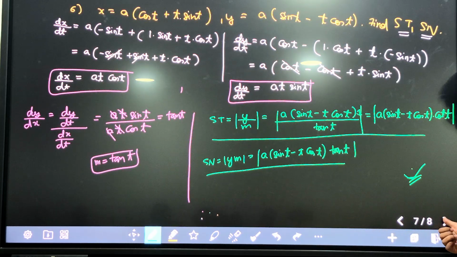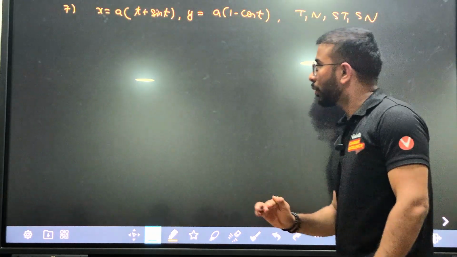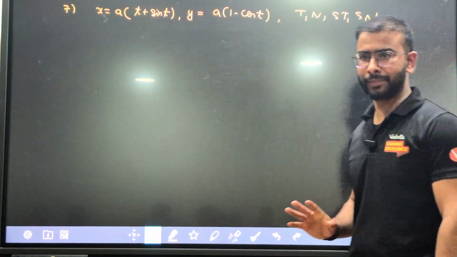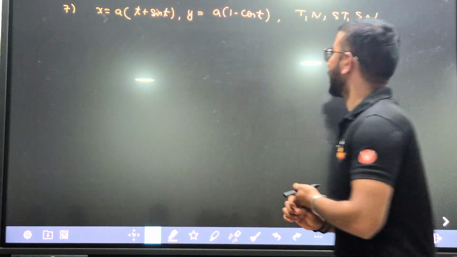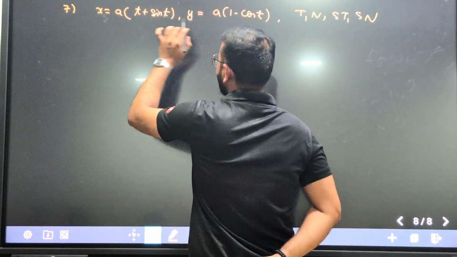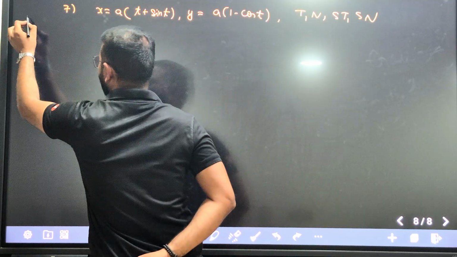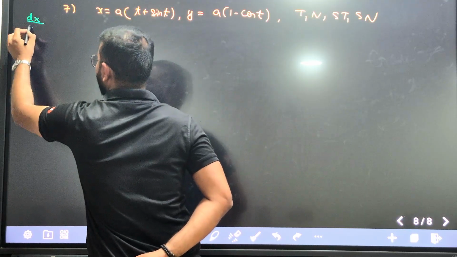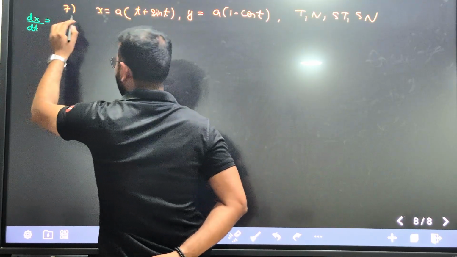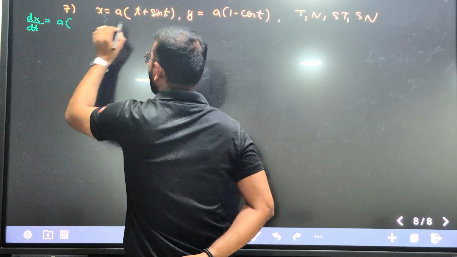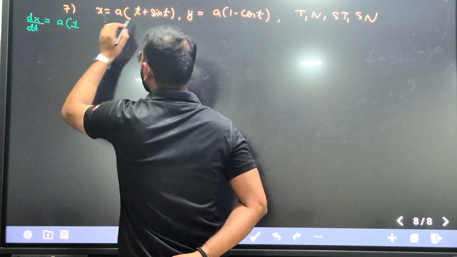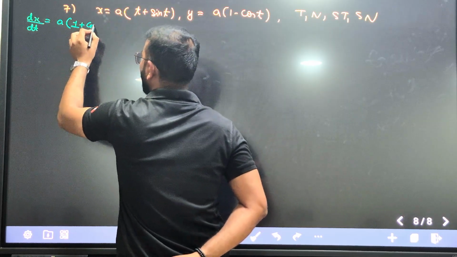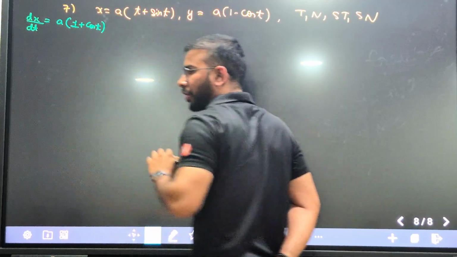Let's take the last question for the day. Okay, so it requires a lot of effort. So focus guys. Now let's start first with dx by dt. dx by dt requires effort guys, so pay attention. Differentiation of t would be 1. Differentiation of sin t would be cos t. So 1 plus cos t.